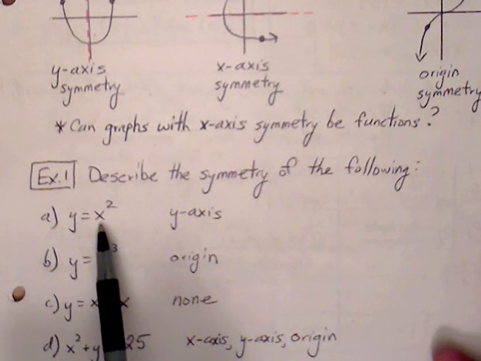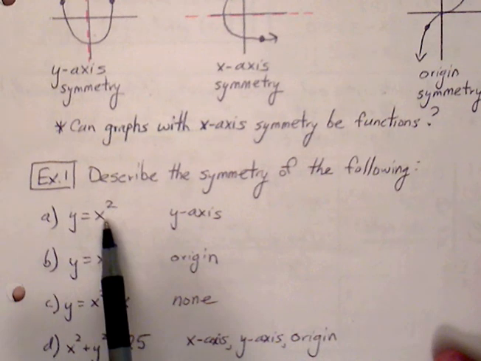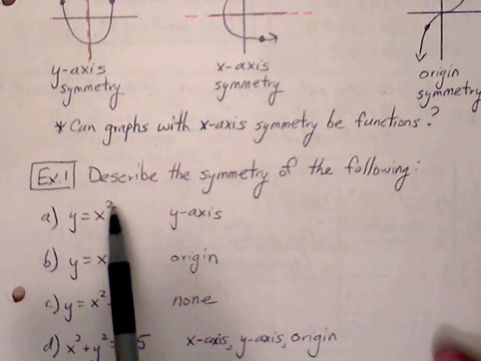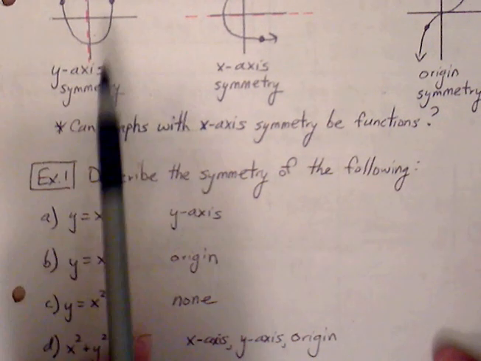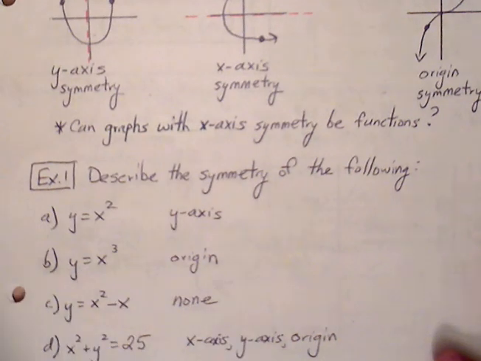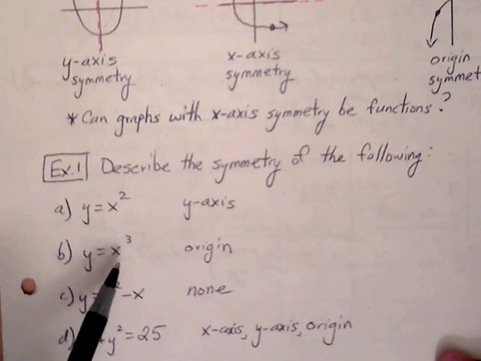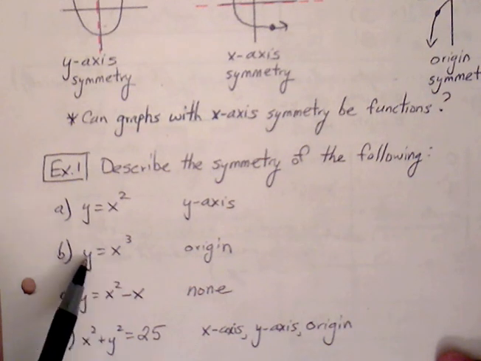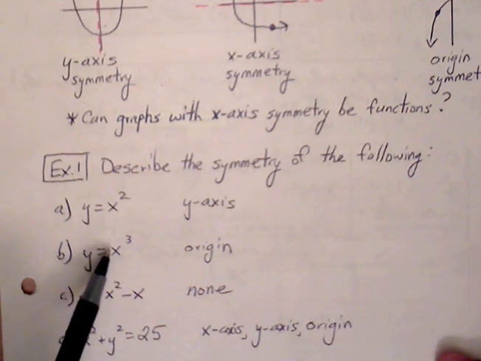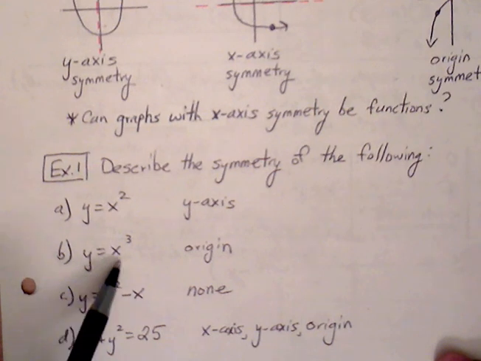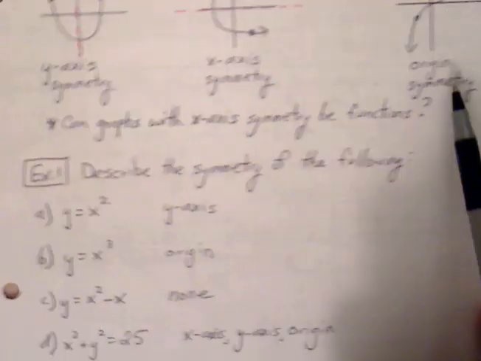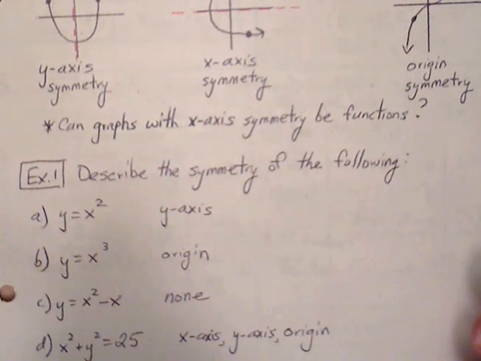Okay, so example 1, describe the symmetry of the following: y equals x squared. If we replace this x with a negative x, we're going to get back to x squared because the negative x will just go away, and we know that's going to be y-axis symmetry. Y equals x cubed. If I replace y with negative y and x with negative x, the negatives will cancel out from both sides, leaving us with the original equation. So y equals x cubed will give us origin symmetry.